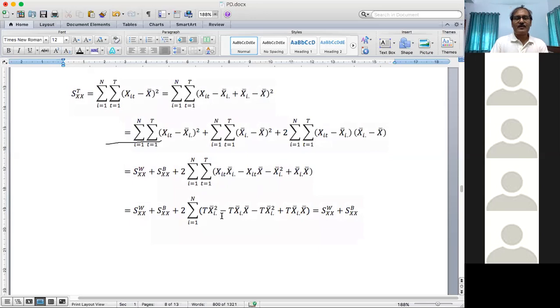So if you look closely, this part will be 0. So ultimately, you will get this plus this. So the total variation is equal to within group variance plus between group variance.